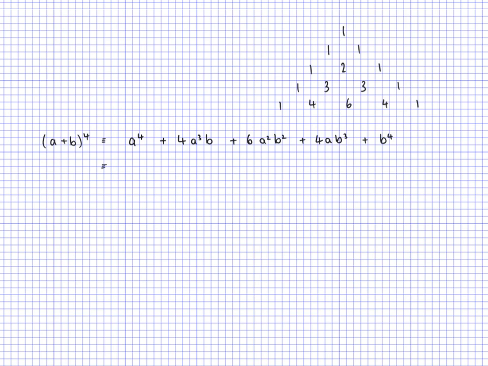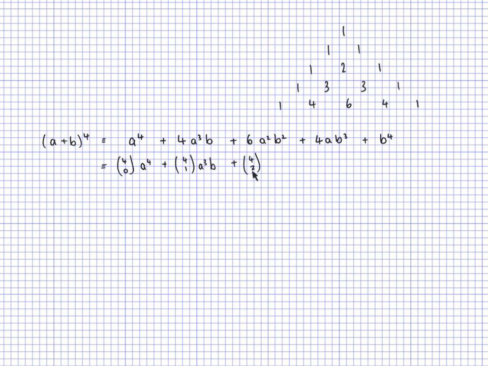So here, remember this was the fourth row, so n is 4, and for the first value, n choose 0, I'm going to use 4 choose 0, and then a to the power of 4. And here I'm going to have 4 choose 1, a to the power of 3 times b. Then I'm going to have 4 choose 2.